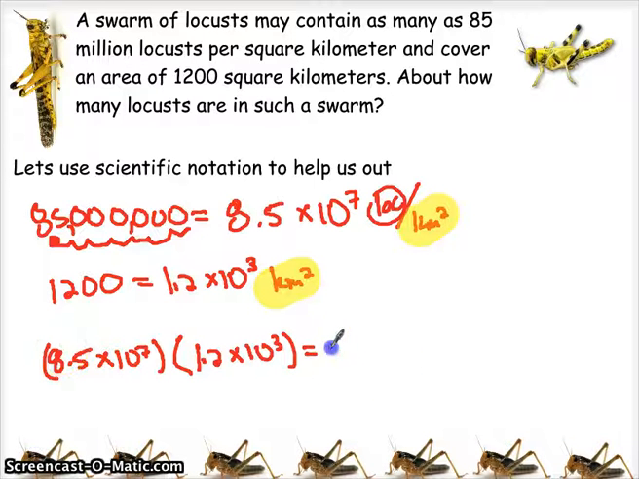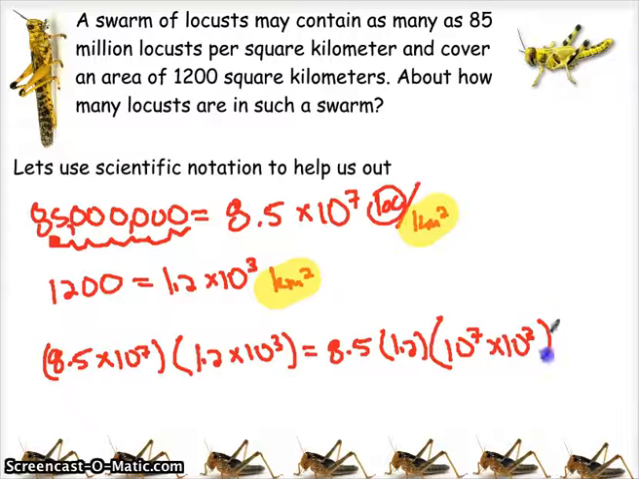Well, tricky part is we need to multiply 8.5 times 1.2, and there's really no shortcut for that. But secondarily, we can do 10 to the 7th times 10 to the third, and I can at least shortcut that and say, okay, well that's 10 to the 10th, and 8.5 times 1.2 will give me an answer of 10.2.